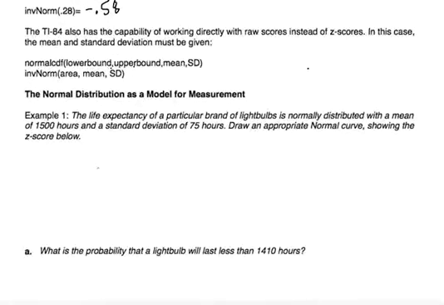The normal distribution as a model for measurement. Example 1 says the life expectancy of a particular brand of light bulbs is normally distributed with a mean of 1,500 hours and a standard deviation of 75 hours. Draw an appropriate normal curve showing the z-score below.